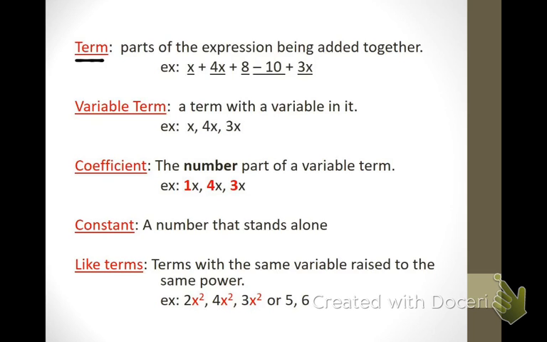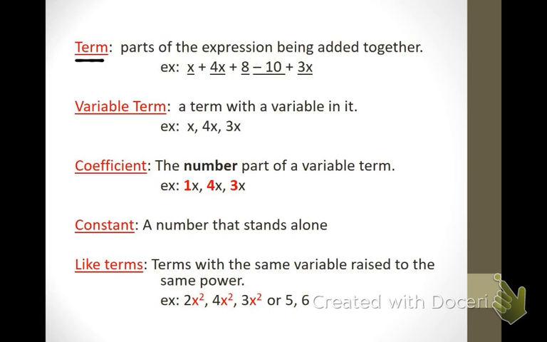The next one, coefficient. Read to me what a coefficient is. The number part of the variable term. Okay, so look, this first one says x, but I put a number in front of it. What number did I put in front of it? 1x. Okay, so here you can see, if I count up how many x's there are, there's 1x right there. So that means the coefficient, or the number part of it, is just a 1.